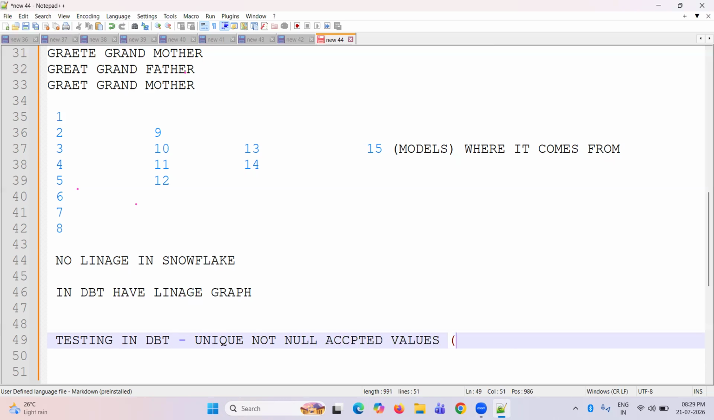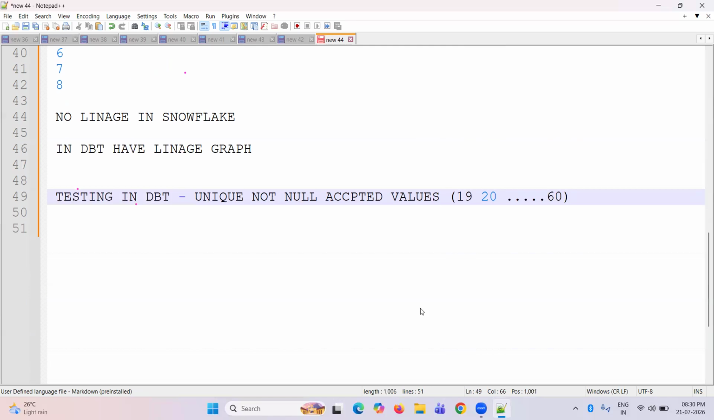What is accepted values? Suppose there is one column, like age, and it should take only certain values, like 19, 20, 60. The column should only take these values. If you insert an 18 value, it will fail the test. So we have unique, not null, accepted values, range values, and relationship tests.